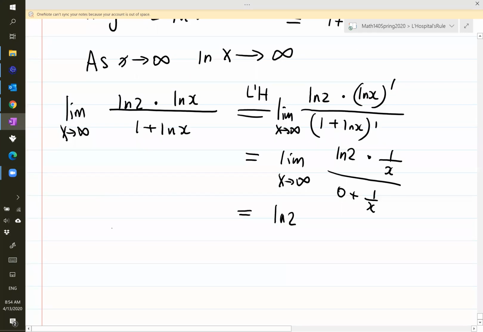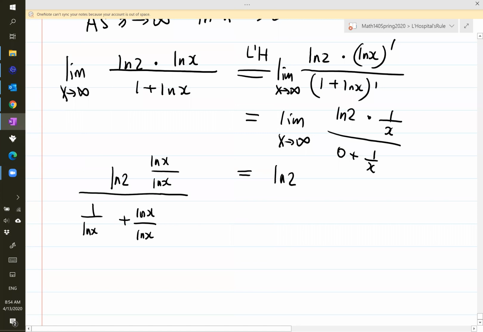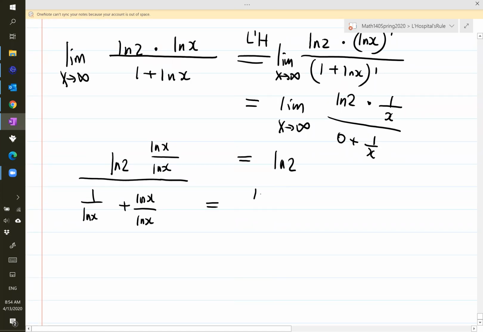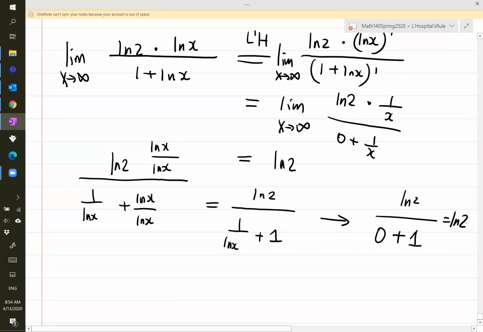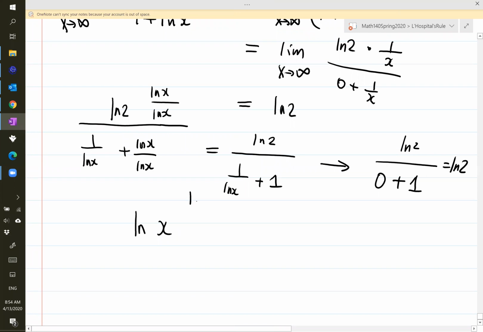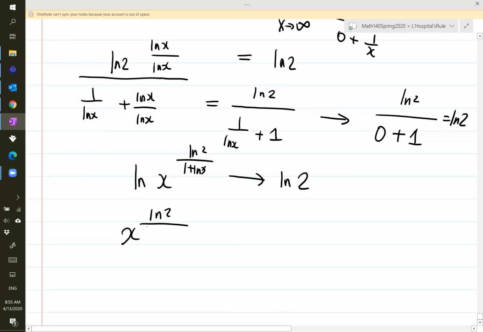Another way to do this, you can also divide every term by ln x. So we get ln 2 over 1 over ln x plus 1. As x approaches infinity, ln x approaches infinity, so 1 over ln x approaches 0, and this approaches ln 2. Now we showed that after we take the logarithm, it approaches ln 2. We take the exponential to cancel the ln, so this thing approaches e to the ln 2, which is 2.